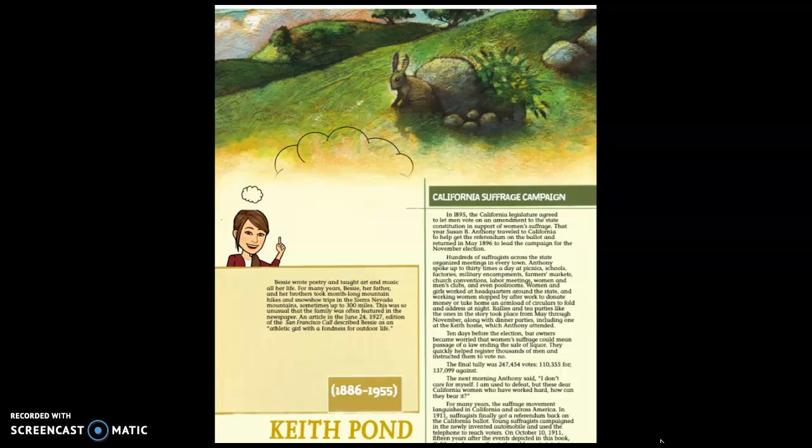Let's think about the sequence of connected historical events that happened in the California suffrage campaign that is described here in the text on page 133. I see Susan B. Anthony traveled around the state to speak. I see it here in the text.